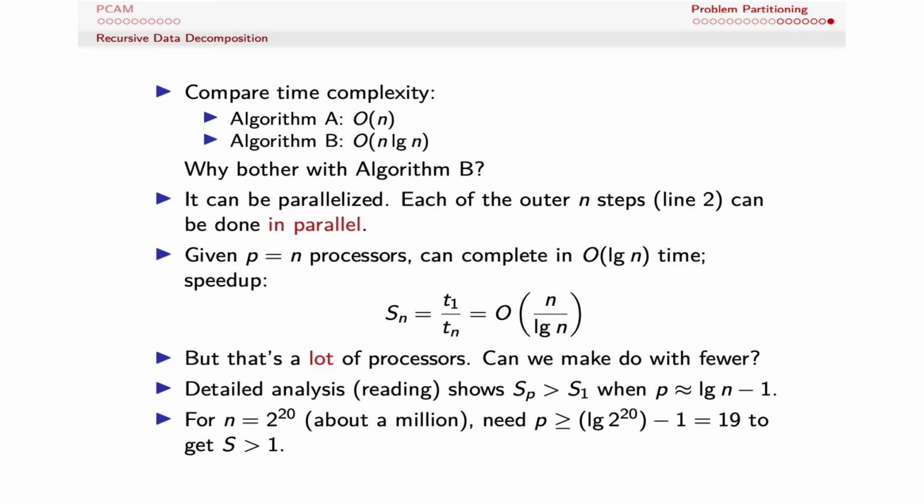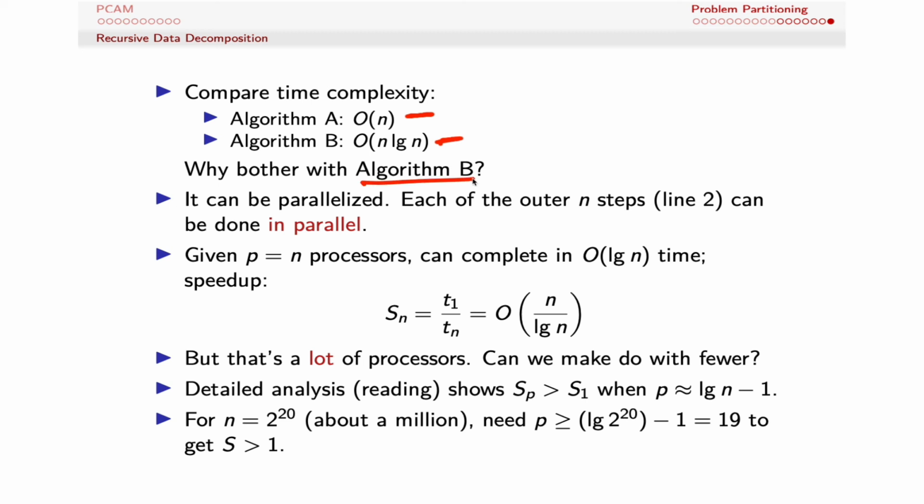So why did I bring up these two different algorithms? Go back and compare the time complexity. We saw that algorithm A runs in linear time on the number of elements in the input array, and algorithm B runs in time n log n. So algorithm B seems on the surface to be strictly worse than algorithm A.